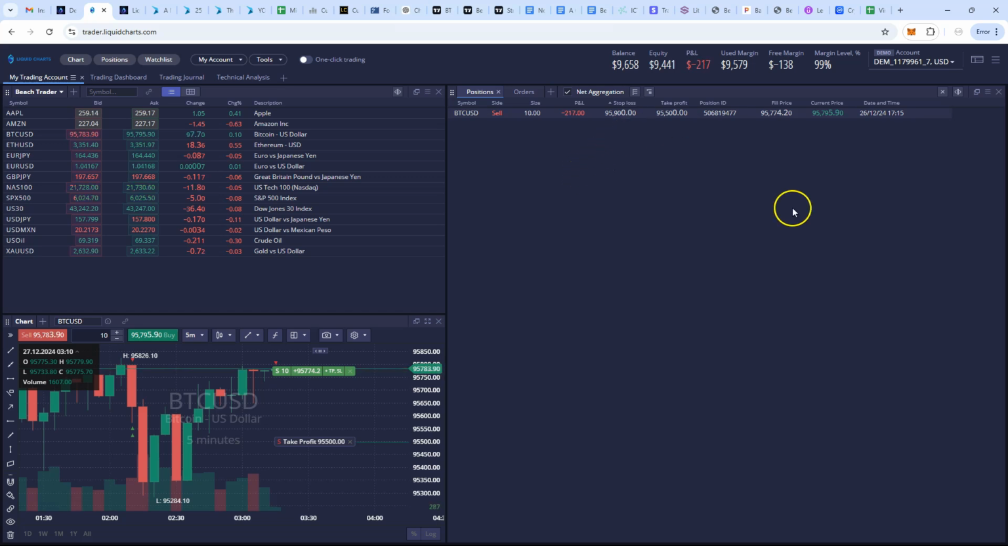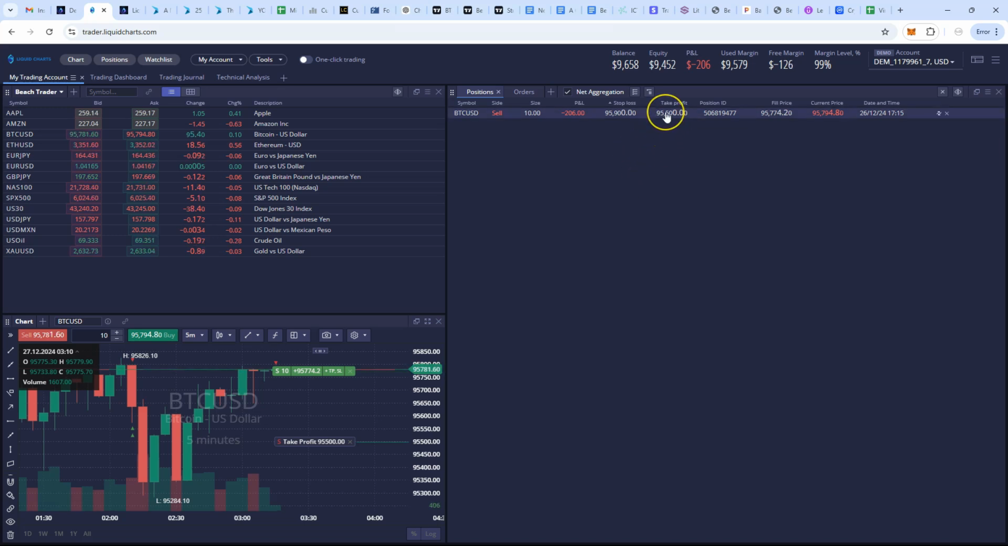We have our stuff set. Where is it at right now? Our current price is at $95,795. And if it goes up to 900, it's at 795. It goes up to 900, then this trade will be over and it'll hit our stop loss. If it goes down to 95,500, because we're on a sell, then we would win that 2,000 something dollars.